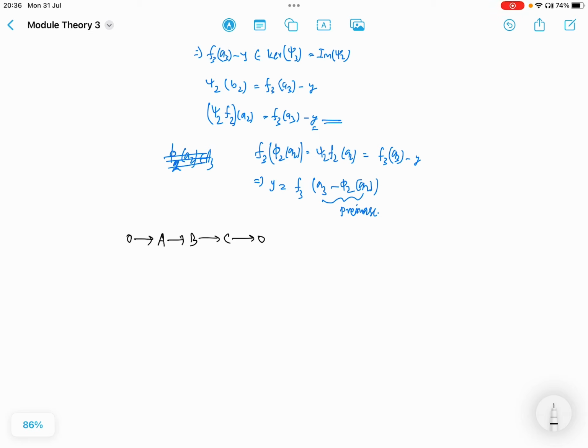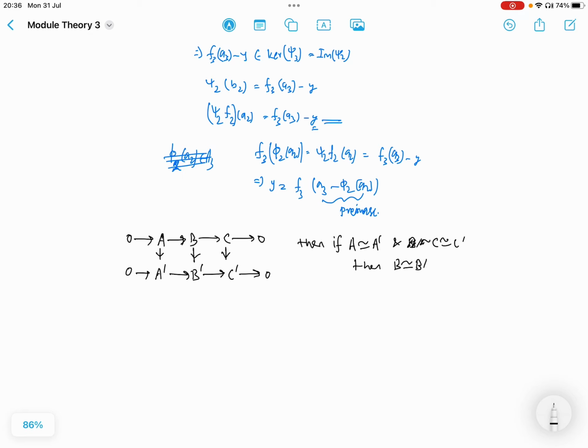This is a short exact sequence. And you have 0 to A prime to B prime to C prime to 0. Suppose both of them are short exact sequences and you have maps from A to A prime, B to B prime and C to C prime such that both of these squares are commutative. Then if A is isomorphic to A prime and C is isomorphic to C prime, then you have B is isomorphic to B prime.